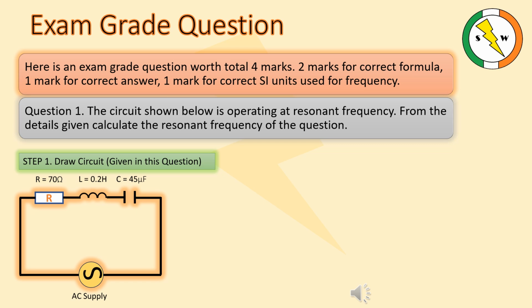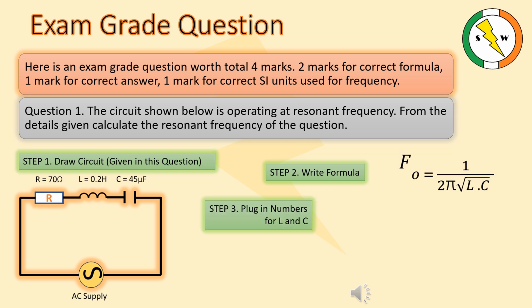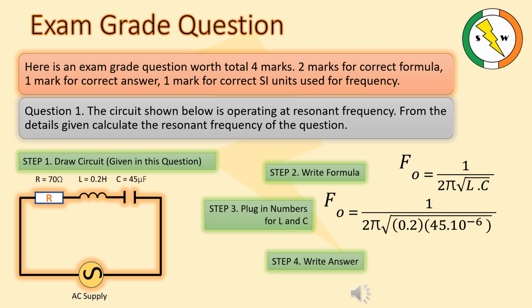So step 2, write out your formula for half the marks of the question. Step 3, put in the numbers. And step 4, write out your answer. And even if you got the wrong answer and you put hertz, you got 3 out of 4 marks. But this example here is a full mark question.